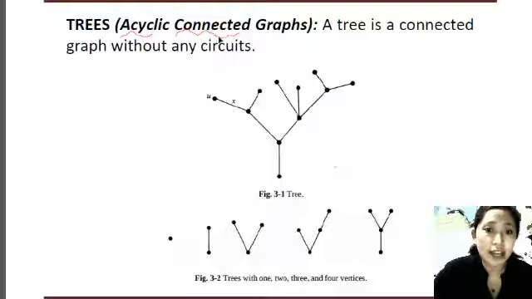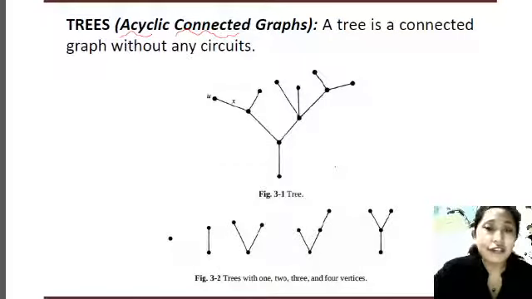Since this graph is a connected graph, it will have a path from each vertex to all other vertices. Now the second requirement of a tree is that it has to be acyclic, meaning that there should not be any cycle among any combination of vertices in the tree. If there is a cycle among any of the vertices, then we will not be calling that graph a tree. So for a graph to be called a tree, two properties have to be satisfied: it has to be connected as well as acyclic.